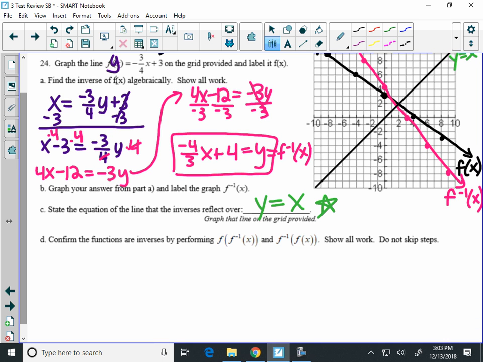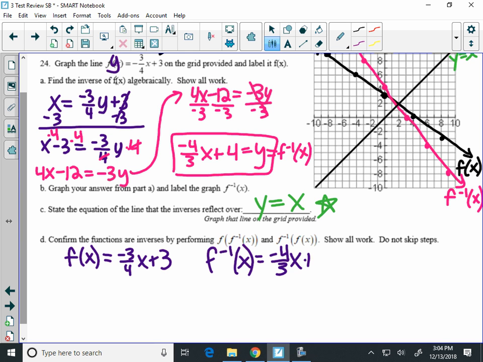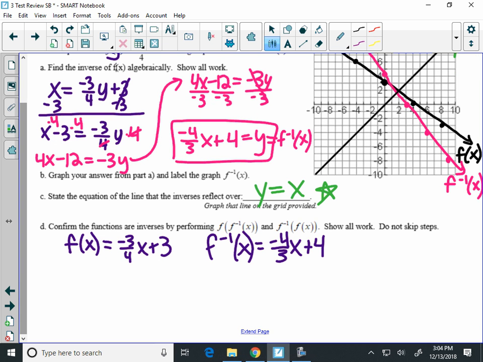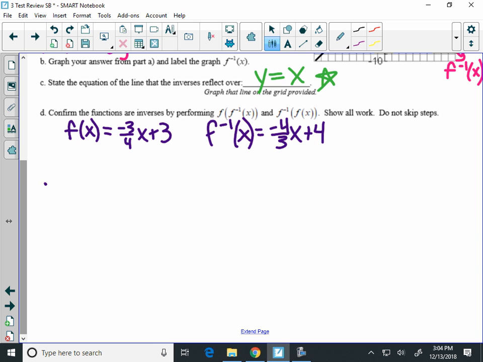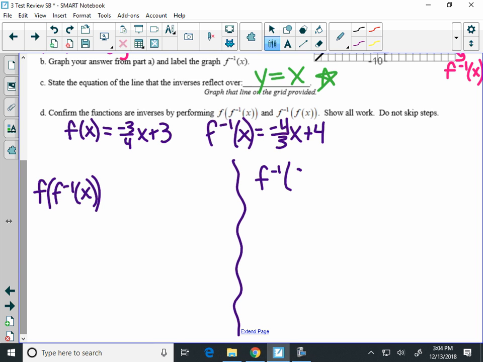So I'm going to write the functions down here really quick. We know that f of x, our original function, is negative 3/4 x plus 3. And we know f inverse is the function we just wrote: negative 4/3 x plus 4. All right, now, in order to prove that two functions are inverses, remember you need to find f of f inverse. You need to do two compositions. Then you'll have to find f inverse of f of x. It tells you to do that in the directions.